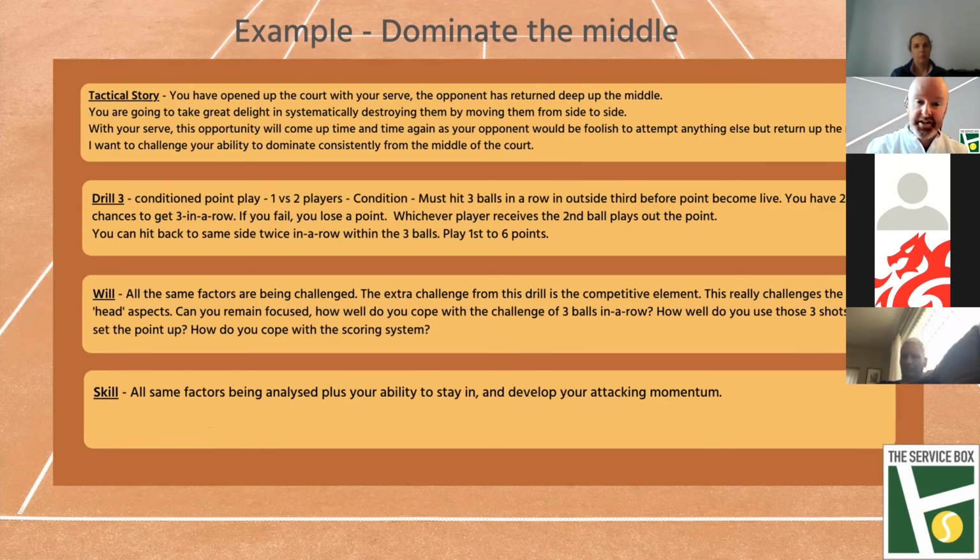Drill 3, condition point play. So just to keep it close to that last one, you're going to do the same thing in a row, but after you hit the second ball, you're going to play against the player that receives that second ball. So you've got to hit 3 in a row before the point becomes live, but the player that you hit to the second time is the one that you're going to play with. If you fail, you lose the point.